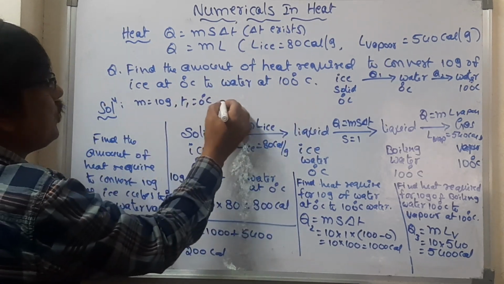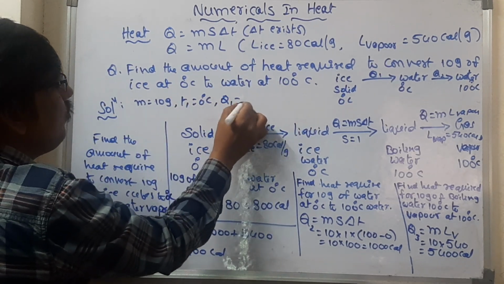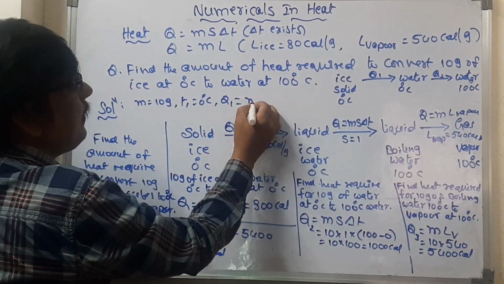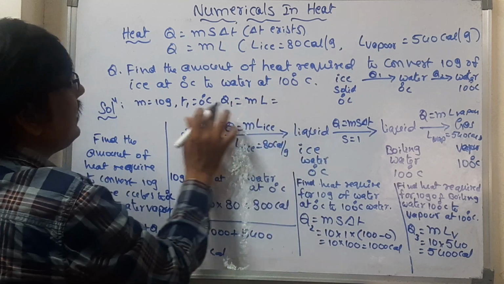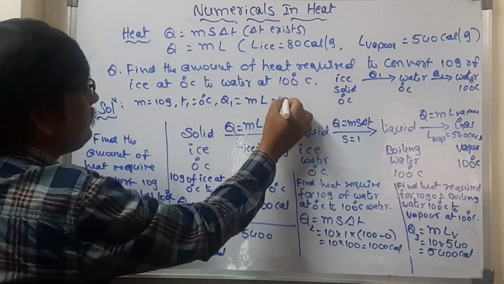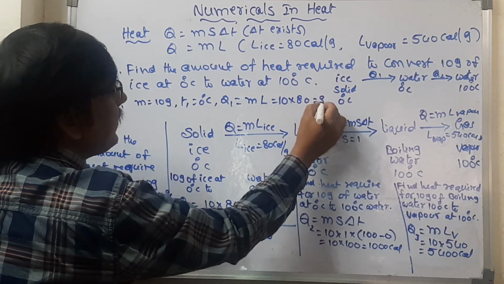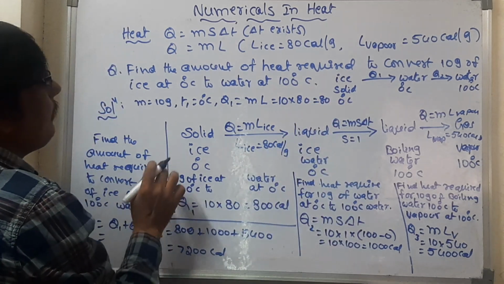So now let us take first Q1. Q1 is equal to, what is Q1? That is 0 degree Celsius to 0 degree Celsius, so that is mL. That is the m value, how much is that? 10. L we know is 80. And so how much did we get? That is 80 calories we got. Okay, and not completed.